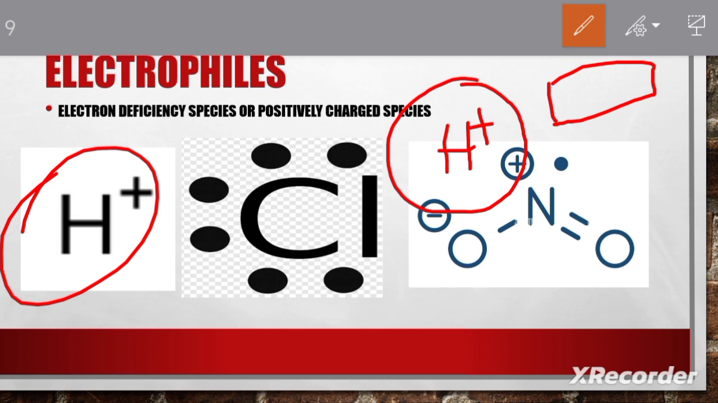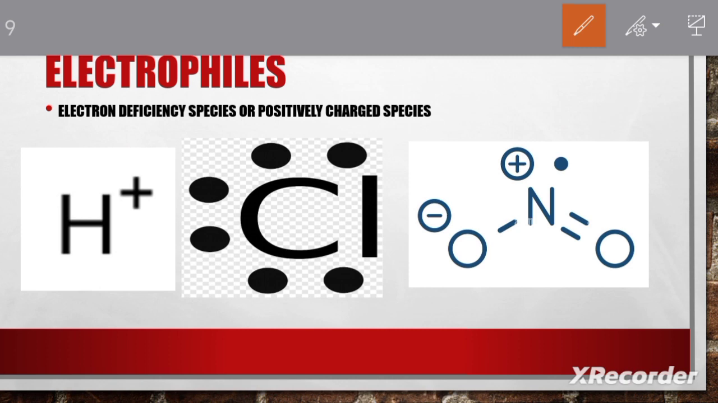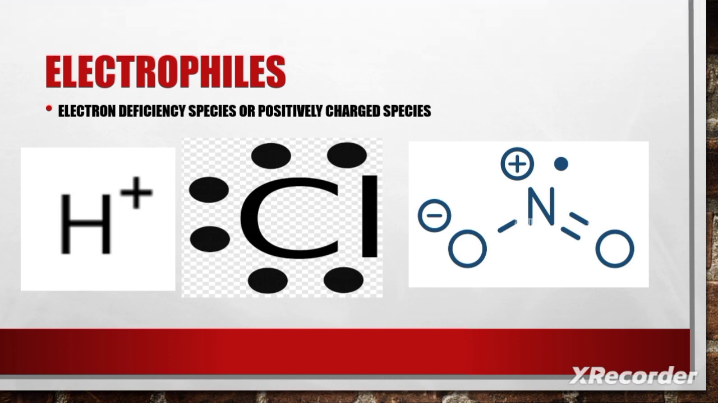So hydrogen plus ion likes electrons. Electro means electrons, philes means likes. So H plus ion does not contain any electron, but it has an empty s orbital, so it can have two electrons. It likes two electrons, so it is known as an electrophile. Positively charged species or electron-deficient species are known as electrophiles. Here NO2 plus ion, Cl plus ion, and H plus ion are examples.